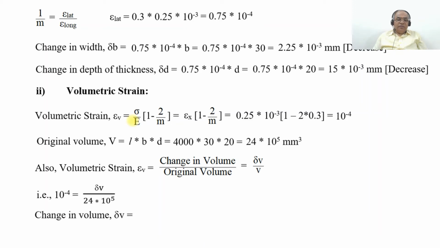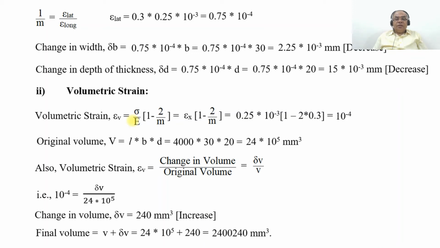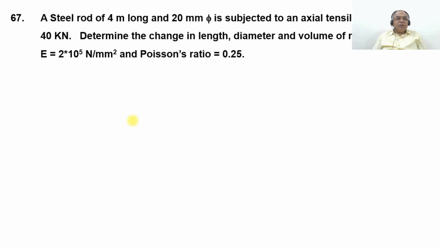Therefore, the change in volume will be equal to delta V, which is 240 mm cube. Since it is positive, it is an increase in volume. Therefore, the final volume will be equal to V plus delta V, that is 24 into 10 to the power of 5 plus 240, which equals 2400240 mm cube. So this is how you will be able to solve this problem.